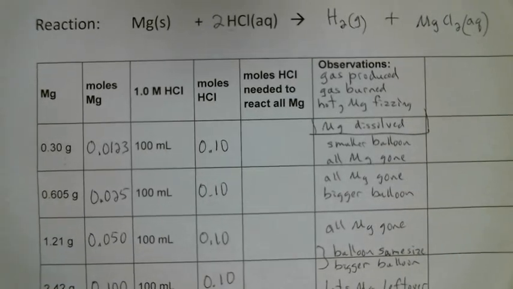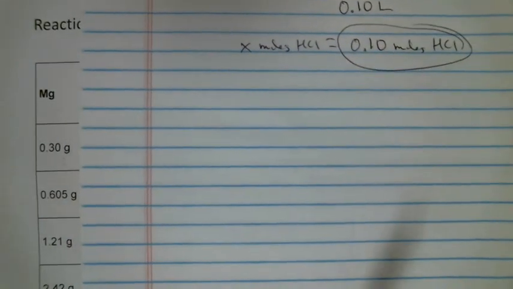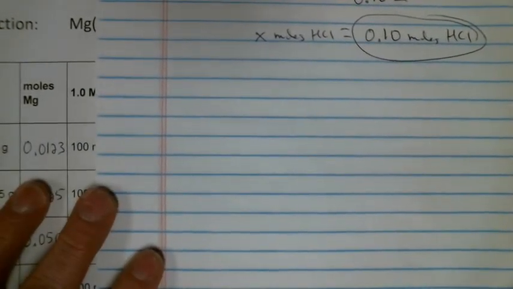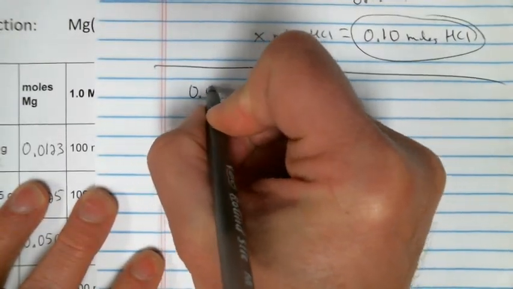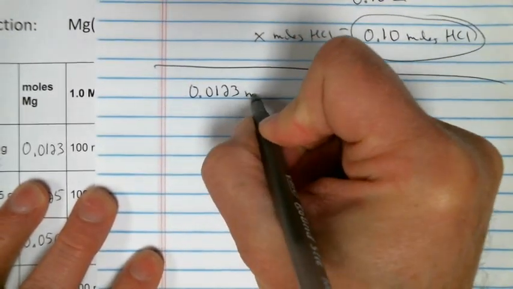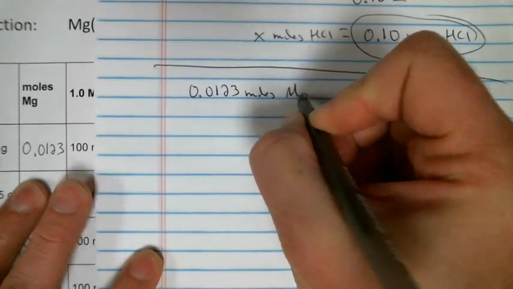But we want to build in, because, you know, if it's 3 to 2 and then you forget, we want to build in a process to not make any mistakes. So we're going to start with the number of moles of magnesium that we're given, 0.0123 moles of magnesium.